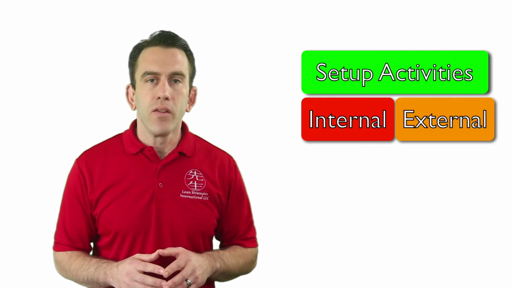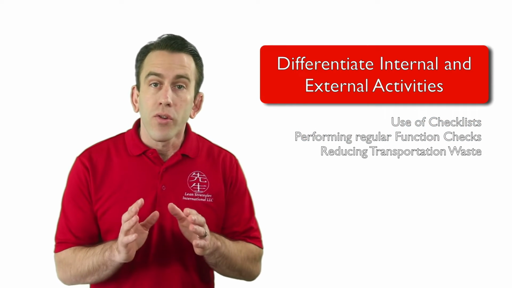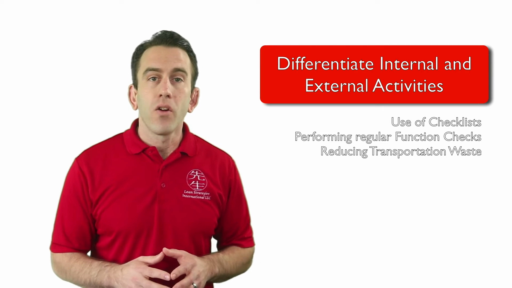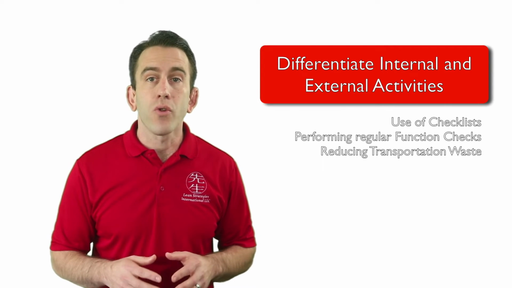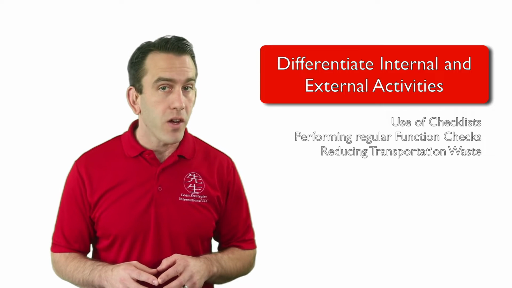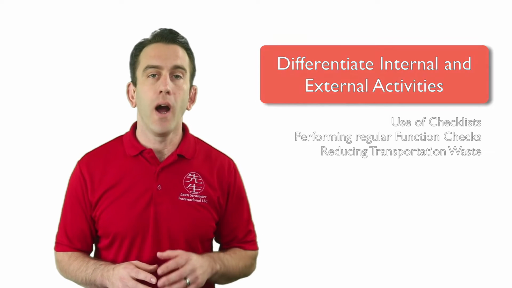As implied earlier, we need to separate the activities in our setup into internal and external activities. There are 3 commonly used methods to do this: use of checklists, performing regular function checks, and reducing transportation waste, specifically with tooling and parts required. Let's take a look at each of these in our upcoming sections so that we can understand how these tools will help you separate internal and external activities.